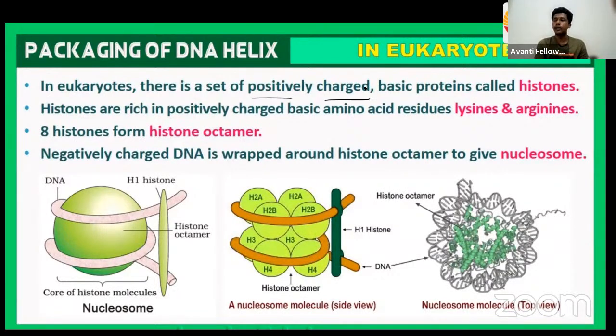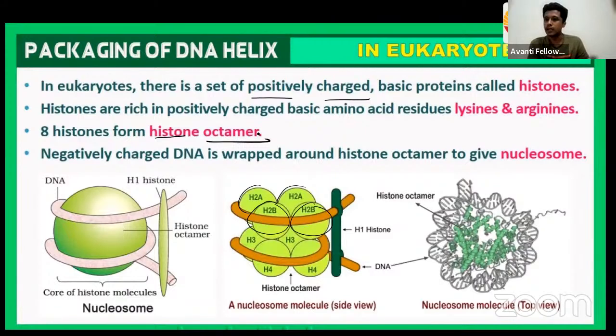One histone unit is made up of 8 monomers of histones. It contains 8 histone monomers, which combine together to form this unit called one histone octamer. One histone octamer can pack around 200 nucleotides around it. We'll talk about it.